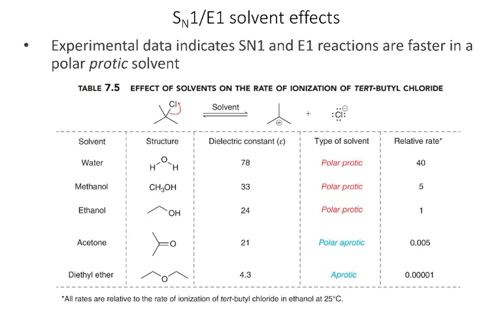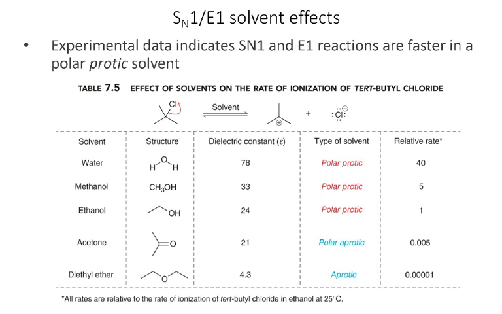Okay, so we also want to consider how the solvent affects the rate of SN1 and E1 reactions. And the solvents affect both SN1 and E1 reactions the same because they have the same rate determining step, that is the loss of the leaving group. And so they've plotted a number of different solvents here along with their dielectric constants. And a dielectric constant is sort of a measure of the polarity. A larger dielectric constant corresponds to a more polar solvent. And then they also have them classified as being either protic or aprotic.